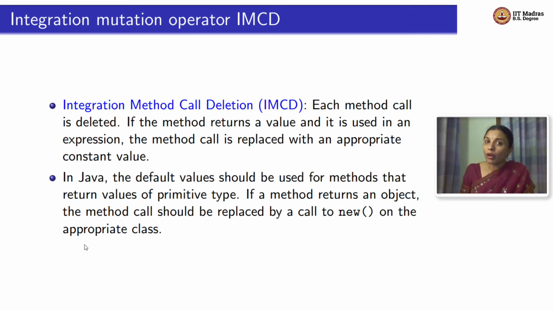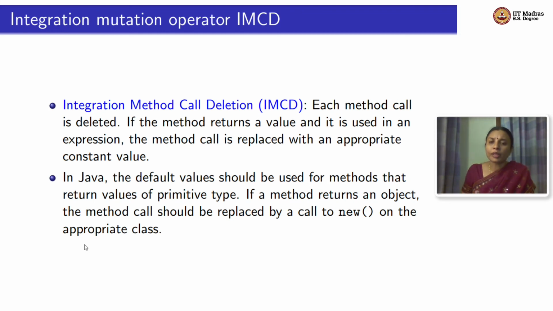So this is a very powerful mutation operator, but it is available for use to check whether the call is done rightly at the right place and is needed at all or not. When we are using it for a programming language like Java, we should be careful. The default values should be used for methods that return values of primitive type.